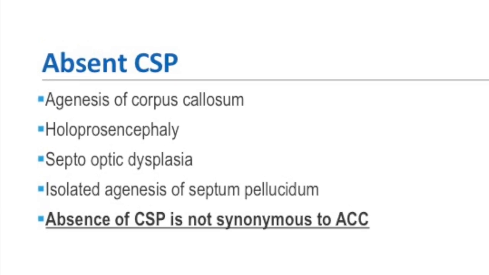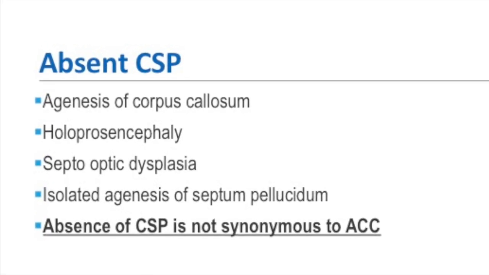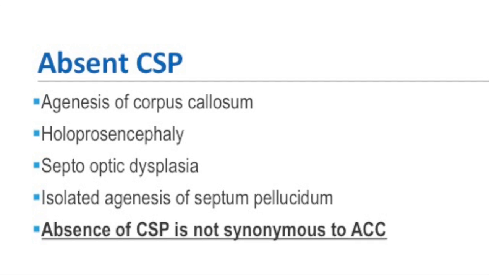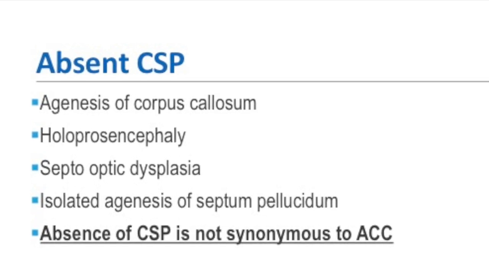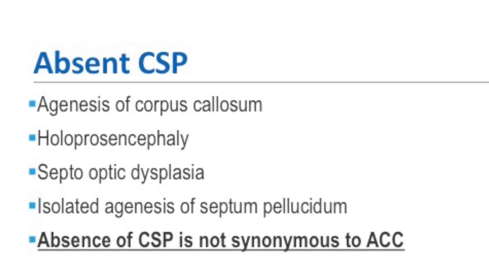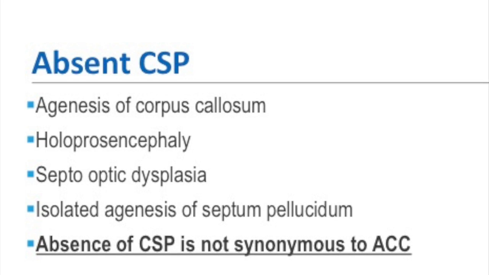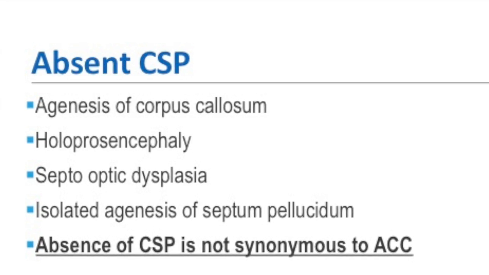Holoprosencephaly is easier to diagnose, but whenever you don't see CSP and you have the doubt that there is agenesis of corpus callosum, it just means that you have to make active efforts. You have to take some other sections to look for a corpus callosum, to look for any other abnormalities like septo-optic dysplasia, but do not label all absence of CSPs as ACC.